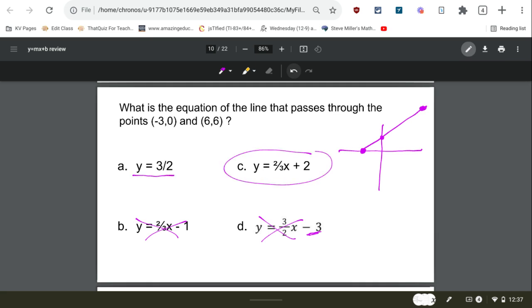Remember, y equals 3/2 is just a horizontal line. The other way to do it is plug in -3 for x, and you will notice that you get 0 back. And if you plug in 6 for x, you'll get 6 back for y. Okay, this is the only equation that will do that.